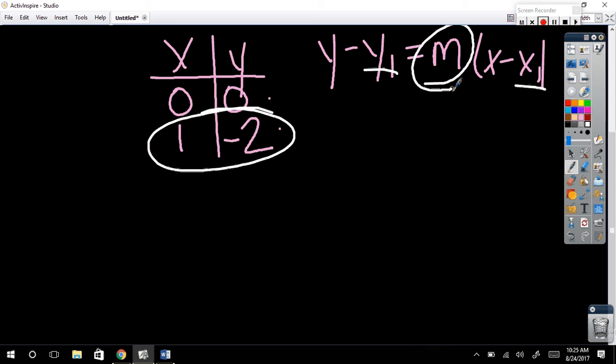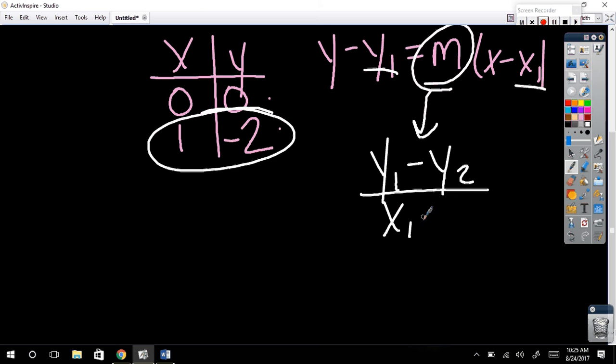But do we know a way to always find M given 2 points? To find the slope given 2 points, what is it? Subtract. Y1 minus Y2 over X1 minus X2. Absolutely. Good job. That is smart. That slope formula that I showed you yesterday. Well, this is an easy example. If it weren't 0, 0, it'd be kind of hard.